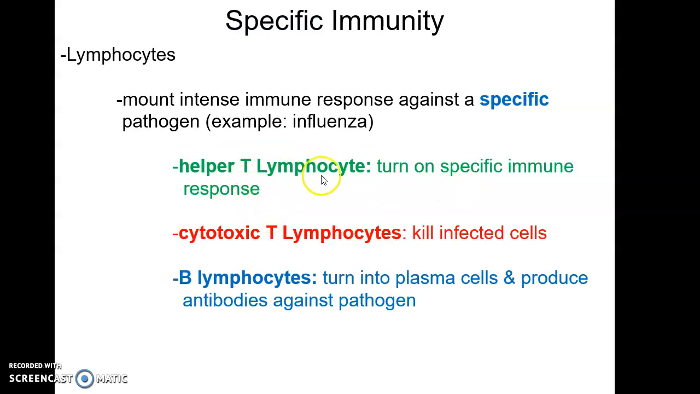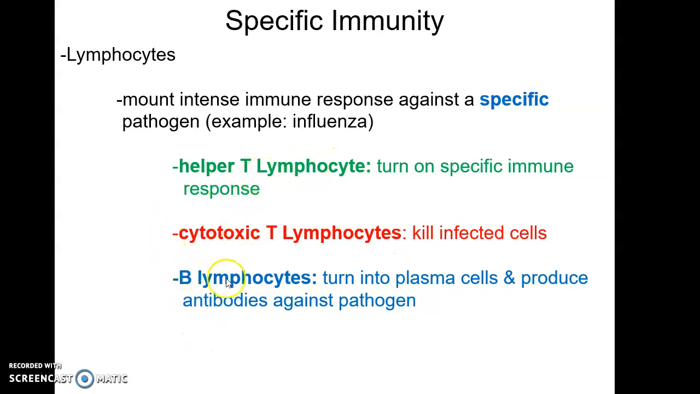So we have helper T lymphocytes. Helper T lymphocytes, they turn on the specific immune response. So we need them to activate to recognize the pathogen. Oh, it's influenza. And then to say, hey guys, we need you to get active so we can fight the influenza virus. One type of lymphocyte they activate is the cytotoxic T lymphocytes. Cytotoxic T lymphocytes will then find our own body cells that are infected with influenza and destroy them. So cytotoxic T lymphocytes destroy our own cells that are infected by that specific pathogen.